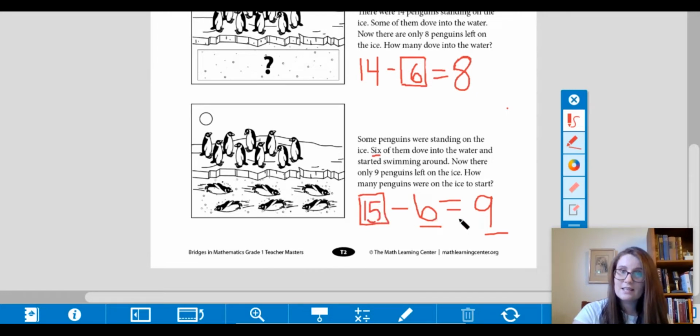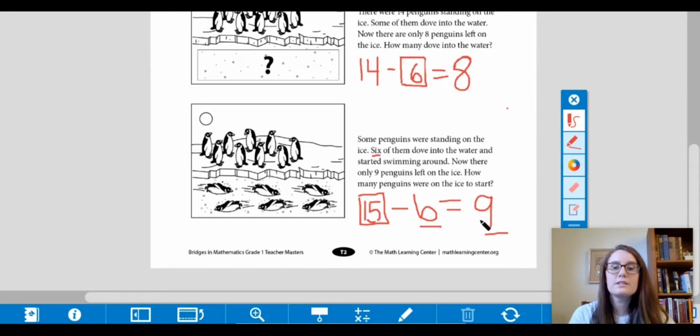minus 6 is the same as 9. And I want to check my work for that. So I'm going to put 15 in my brain and I'm going to count down 6. Ready? 15, count with me, 14, 13, 12, 11, 10, 9. 15 minus 6 is the same as 9.